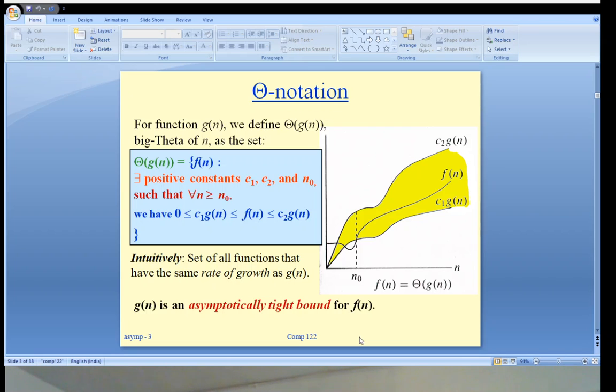There is a number n0 after which you can clearly say that the c2 g(n) function exceeds the function f(n), and after n0 the function f(n) clearly exceeds the c1 g(n) function, because before n0 the behavior is a little bit complicated. So the point after which the two functions show a clear increasing or decreasing pattern with respect to each other is considered the limiting point.